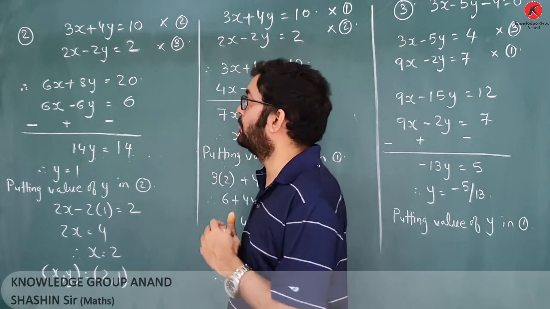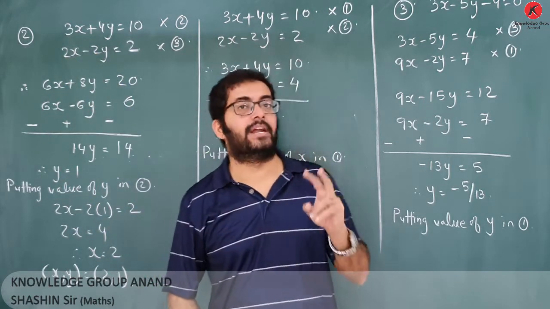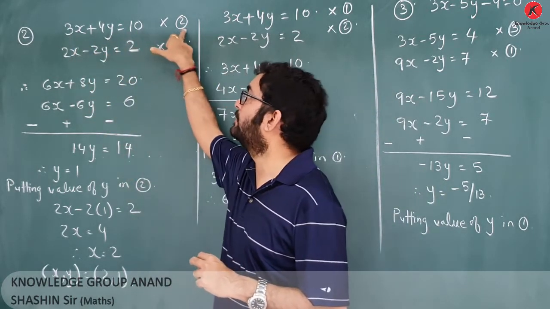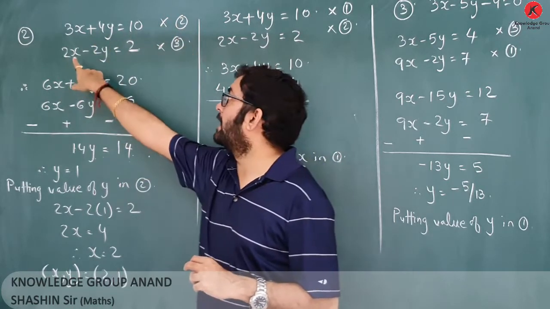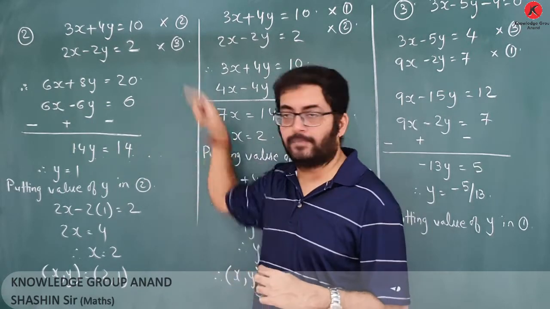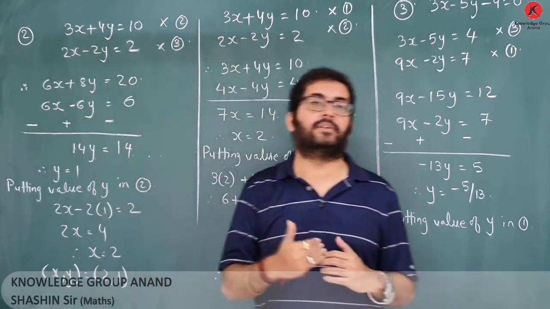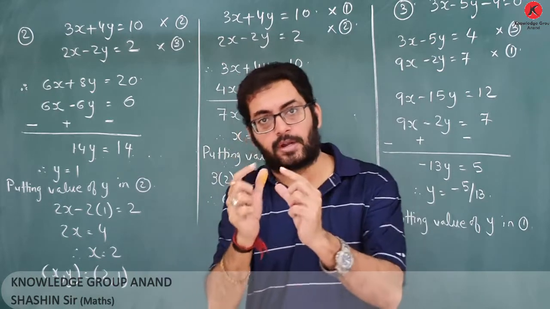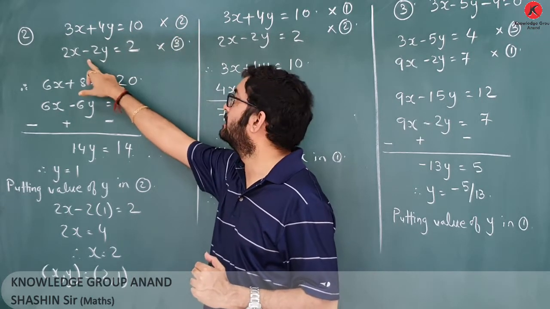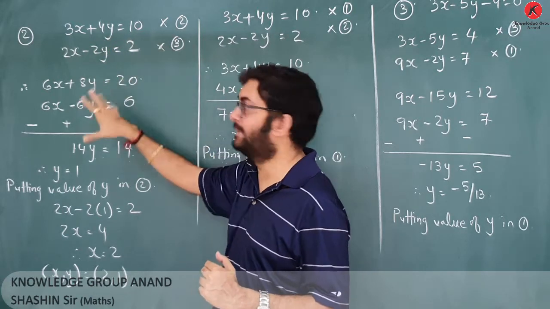Now, dear friends, if I want to eliminate the value of x, here I am having 3x, here I am having 2x. So the LCM of 3 and 2 is 6. So if I want 6x over here, I have to multiply this equation with 2. So 3 2s are 6. And here I am having 2x. So to make it 6x, I have to multiply that equation with 3. So in short, I want 6x. So equation 1 is multiplied with 2, 3x into 2 gives me 6x, and equation number 2 is multiplied by 3.